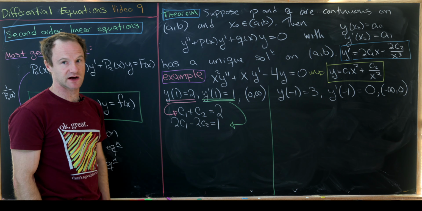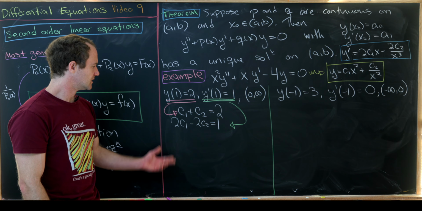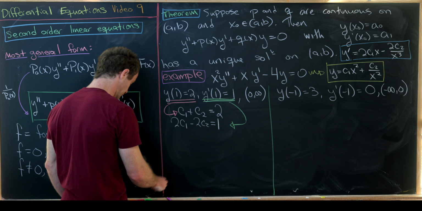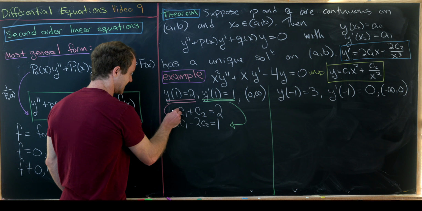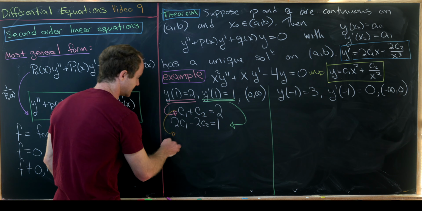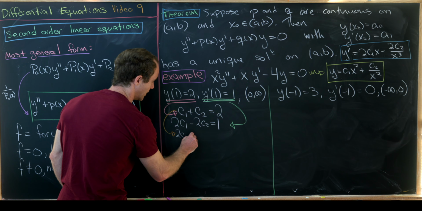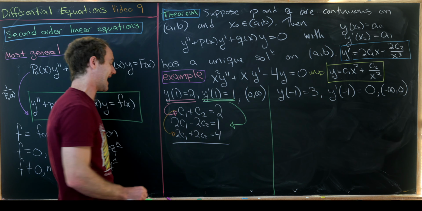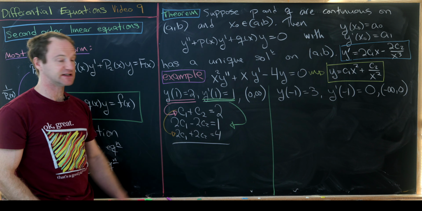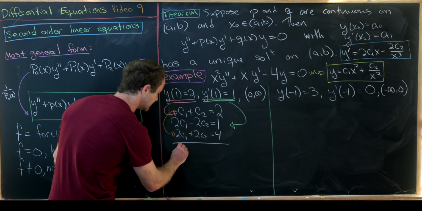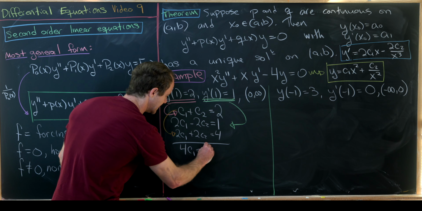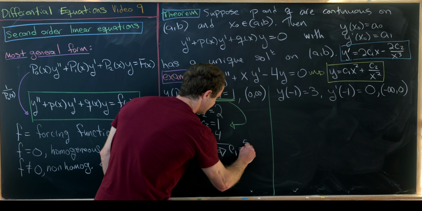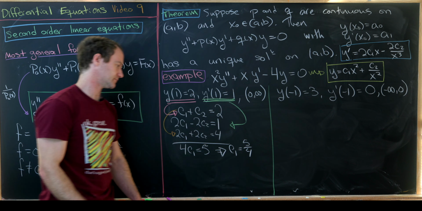So like I said, we've got a nice system of equations. Maybe what I would like to do is multiply the second equation by 2. So multiplying the second equation by 2 will give us 2c1 plus 2c2 equals 4. And now we can add these two equations and the c2 term will cancel. So that gives me 4c1 equals 5, which tells me that c1 equals 5 over 4.